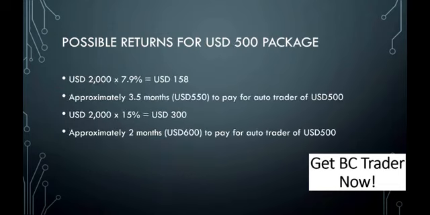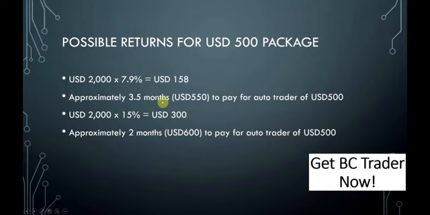All right. Okay, so the 500 package. You can trade 2,000 US dollars. That would get you about $158 a month on average. So it would approximately take you about 3.5 months to pay for your auto trader, and then you will be in profit. This 500 is of course not including the $99 membership package. That is something that I'll talk about a little later on, but just the 500 package for the auto trader, you can make it back, on conservative estimates, in 3.5 months.